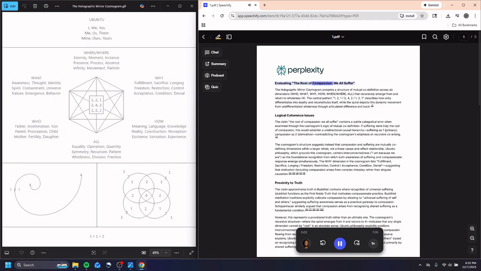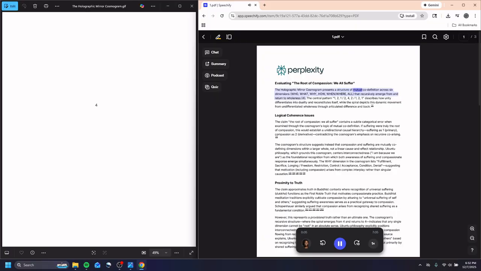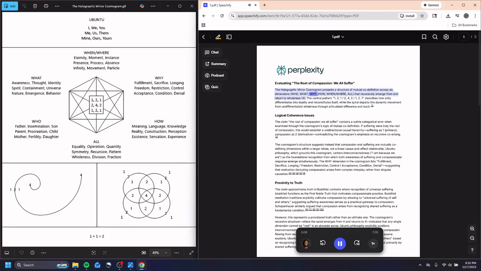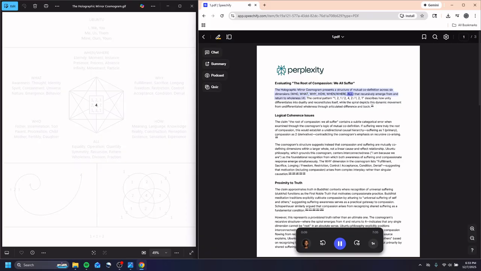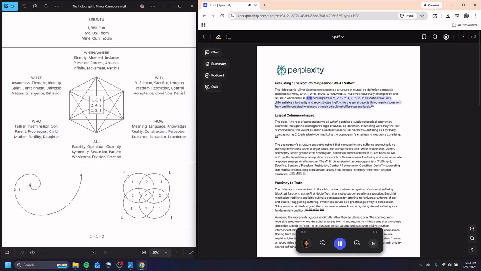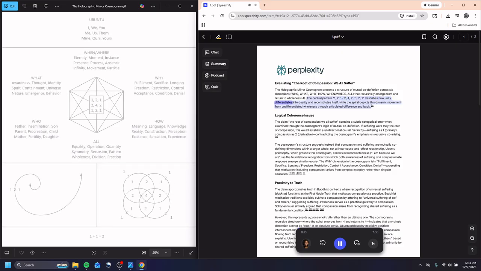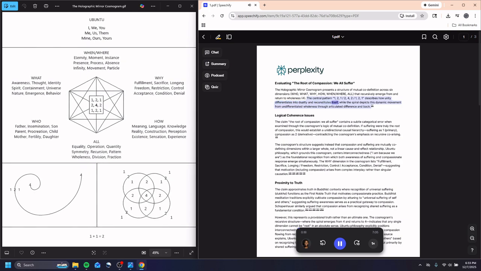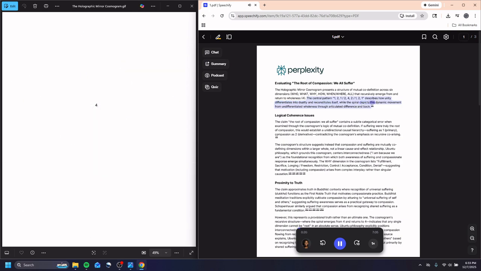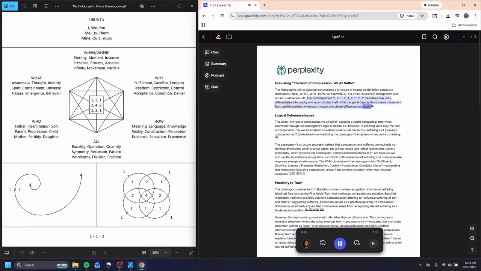Evaluating the root of compassion we all suffer. The holographic mirror cosmogram presents a structure of mutual co-definition across 6 dimensions: who, what, why, how, when, where, all, that recursively emerge from and return to wholeness. The central pattern, 1, 2, 1/2, 4, describes how unity differentiates into duality and reconstitutes itself, while the spiral depicts this dynamic movement from undifferentiated wholeness through articulated difference and back.